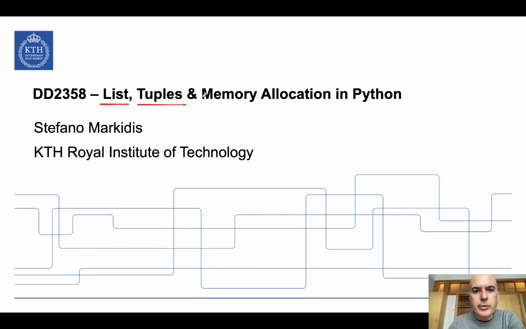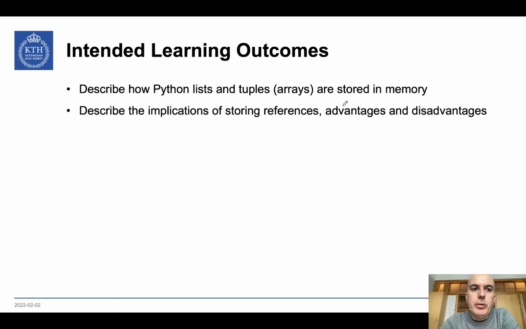And also we'll introduce the topic of memory allocation in Python. It is a topic that will allow us to understand how to get performance of the memory system within Python. We have two intended learning outcomes. By the end of the lectures, we will be able to describe how Python lists and tuples, so-called arrays, are stored in memory. And also, you are going to be able to describe the implication of storing references for Python list, and you describe also what are the advantages and disadvantages of this approach.